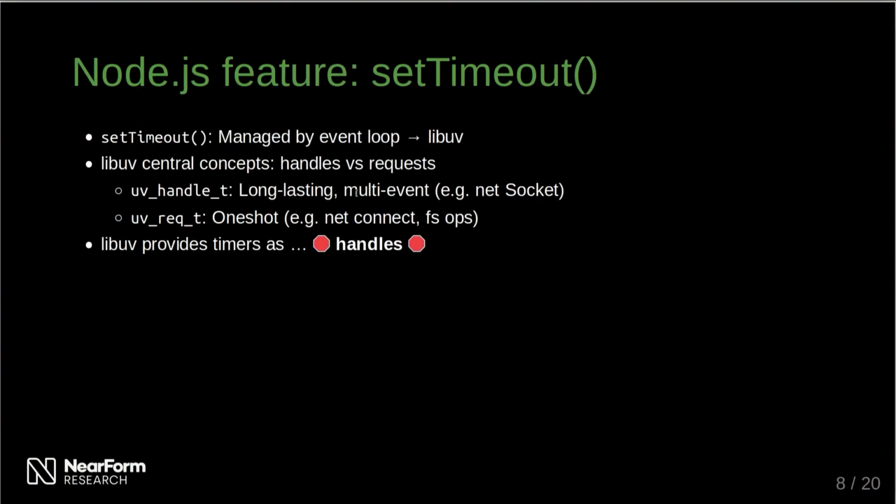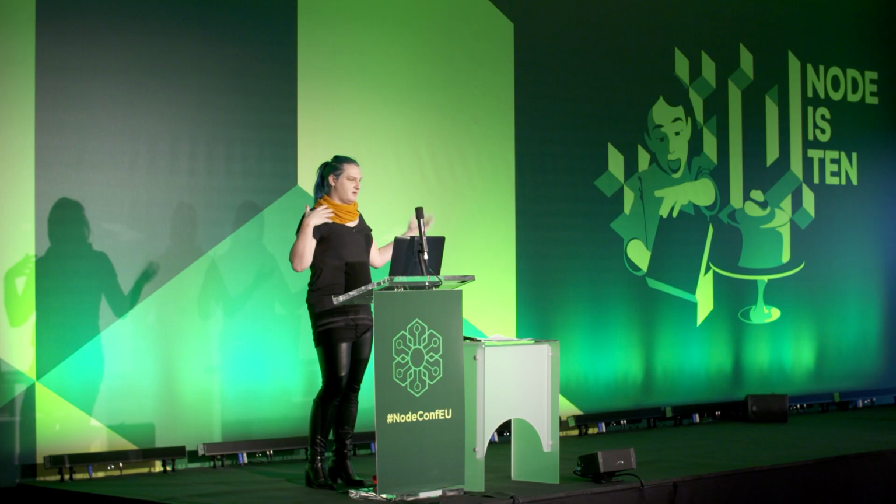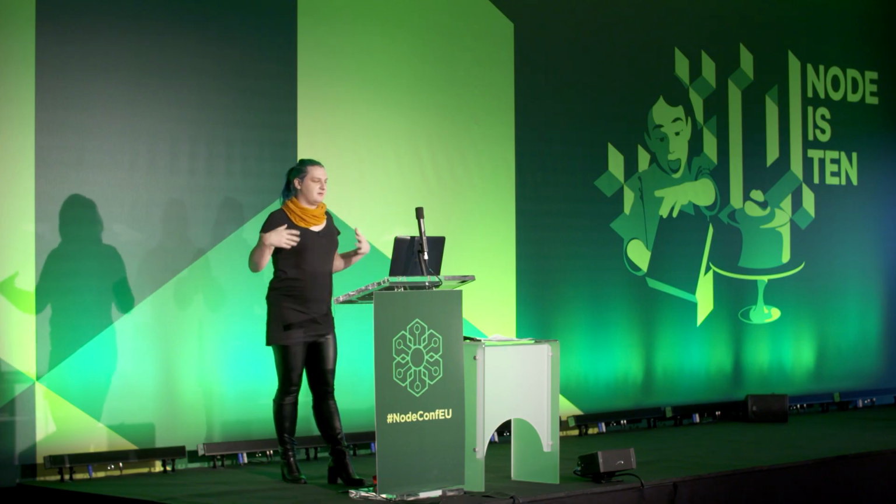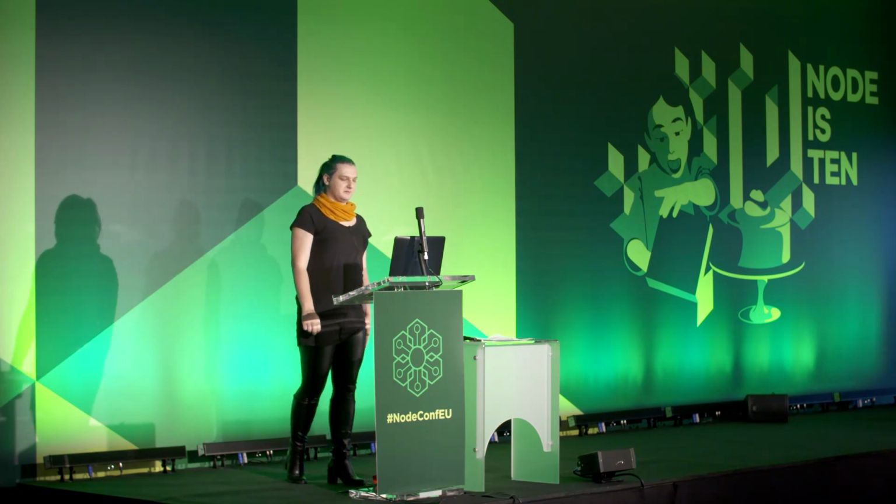You get one result, and that's it. And so timers, which you pass one function to, that's called once, are of course implemented as handles, which may seem counterintuitive. The reason for that is kind of simple. There's also setInterval in Node.js, and libuv provides the same kind of timer for both of these. And setInterval is something that calls its callback multiple times.